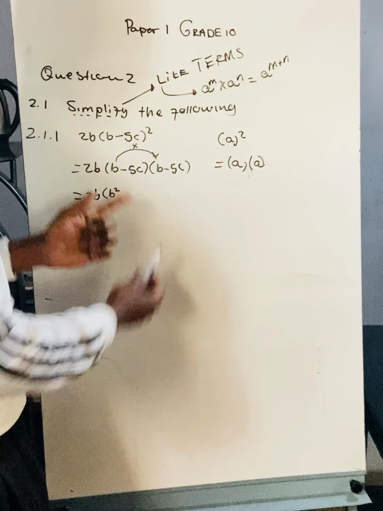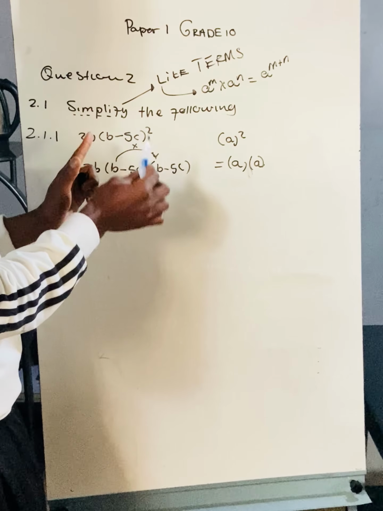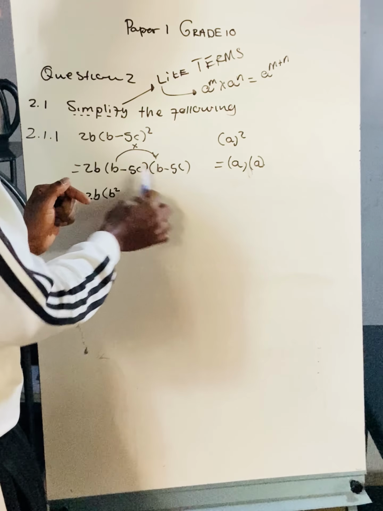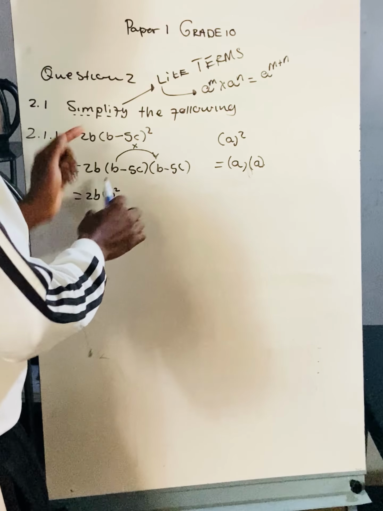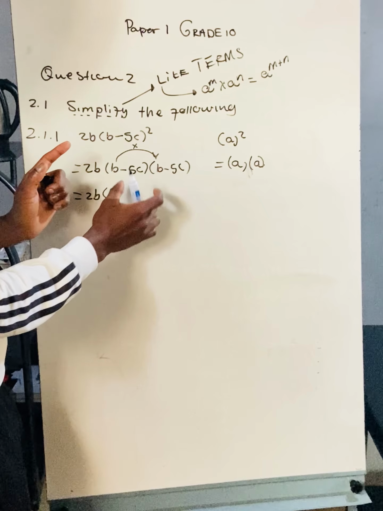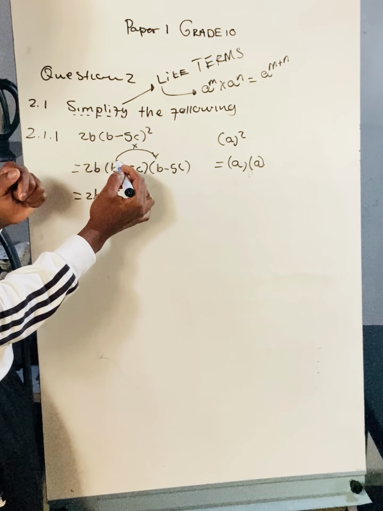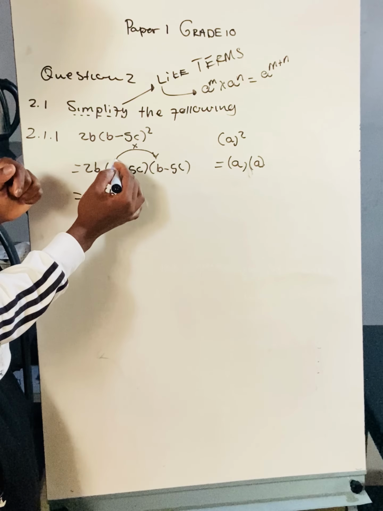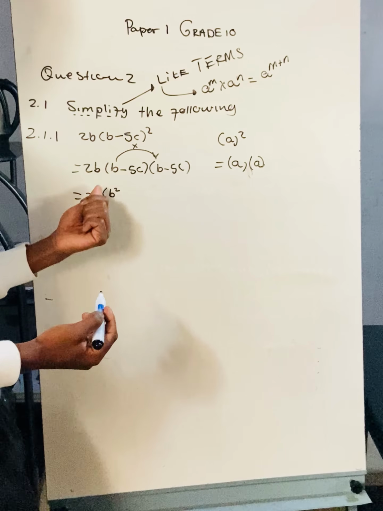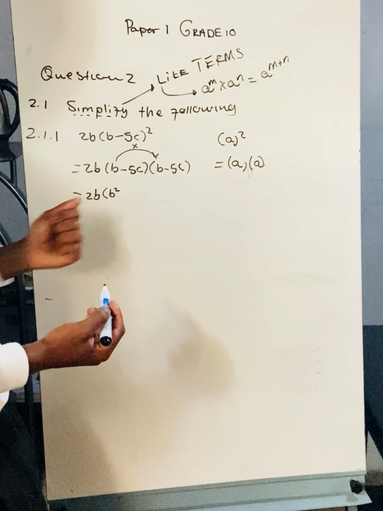Why b squared? Because the laws of exponents say that when we multiply the same base, we need to add the exponents. Since we have those two b's, you must remember that each has an invisible 1. This b has the invisible 1, and this one also has the invisible 1. So we add 1 plus 1 and we get 2.